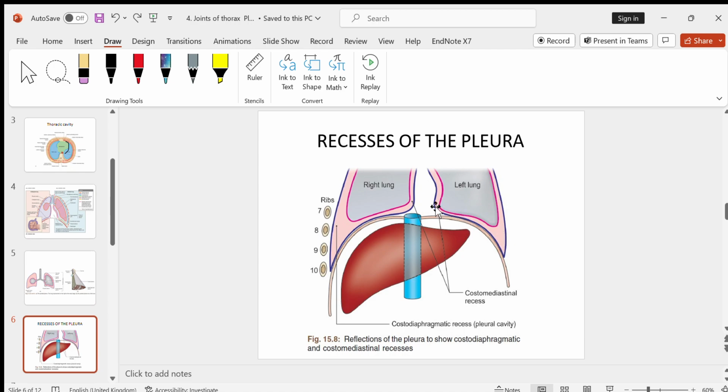The costomediastinal recess is between the costal pleura and the mediastinal pleura here. This space is the costomediastinal recess. And the costodiaphragmatic recess is between the costal pleura and the diaphragmatic pleura, as indicated by the name. The costodiaphragmatic recess is adjacent to the 7th to 10th ribs, and this has special clinical significance, as I'll tell you later on. Recesses allow the lungs to expand during deep inspiration.